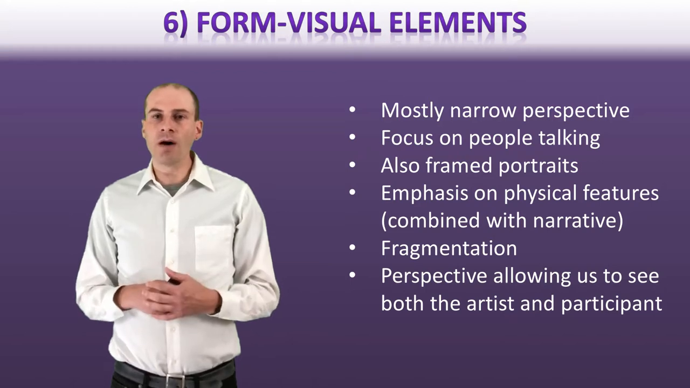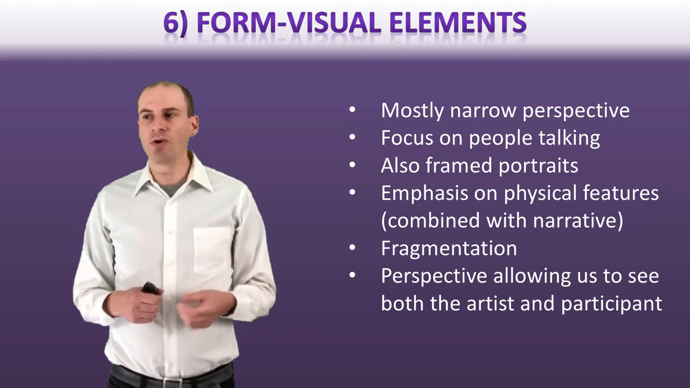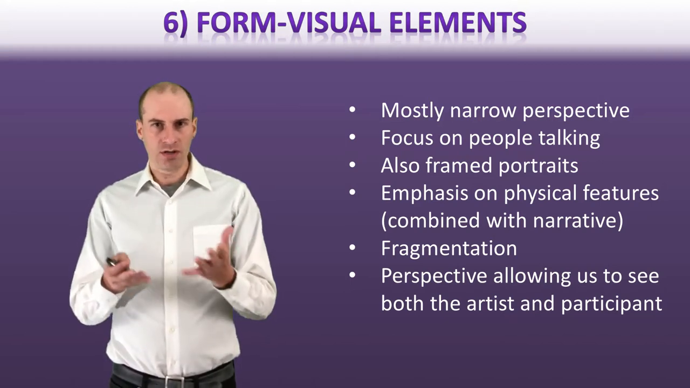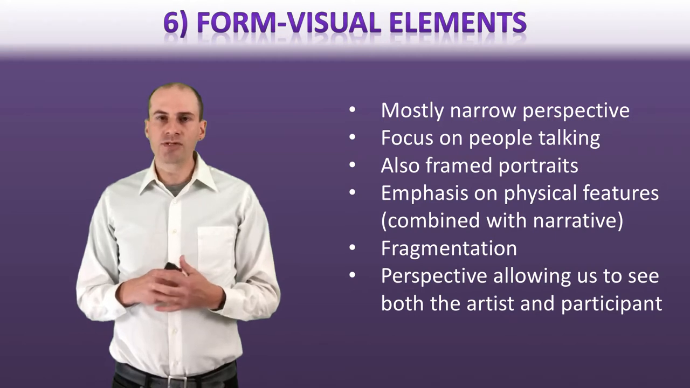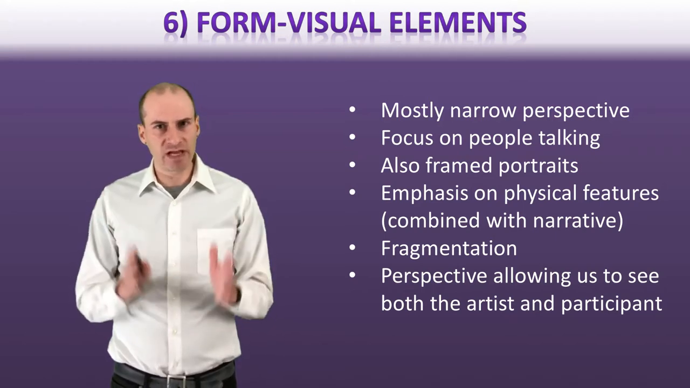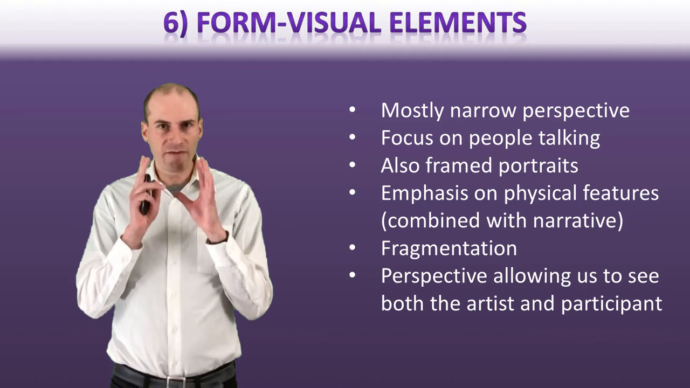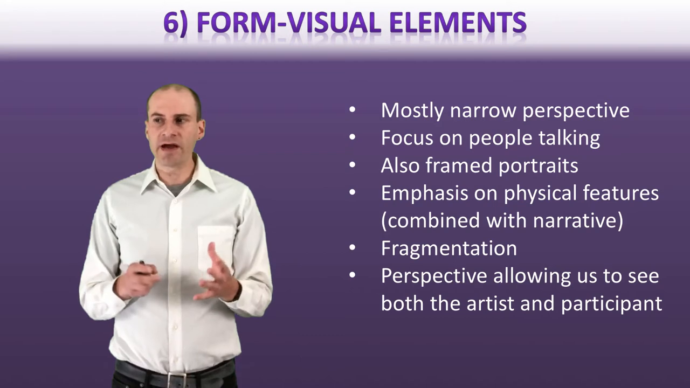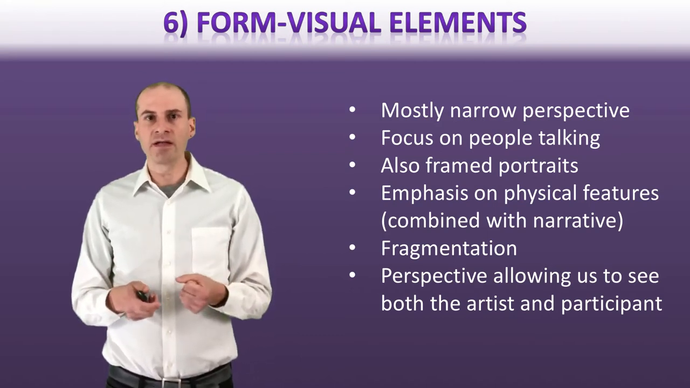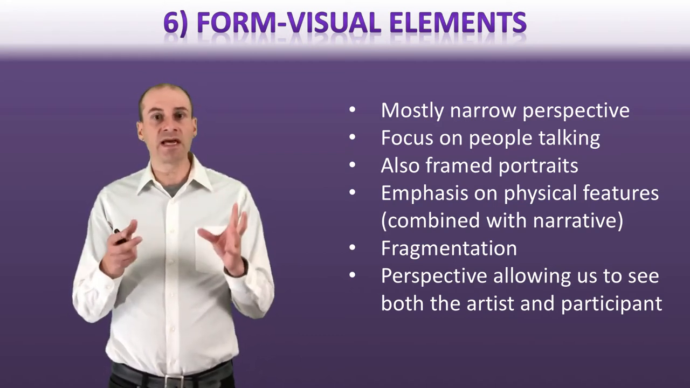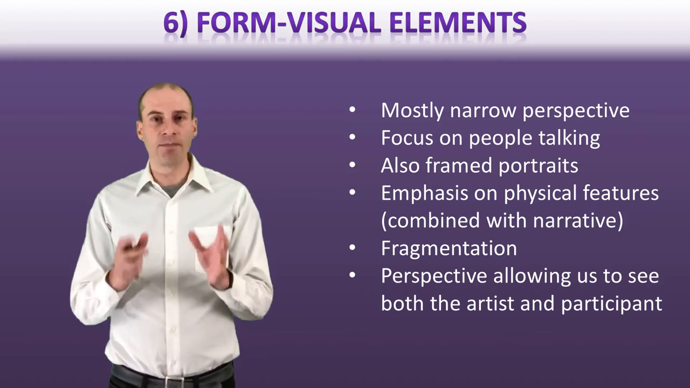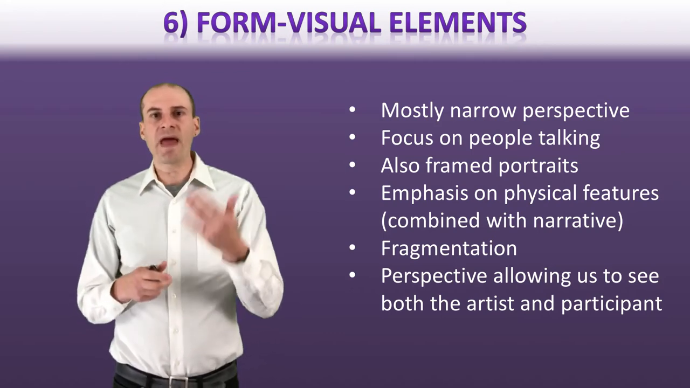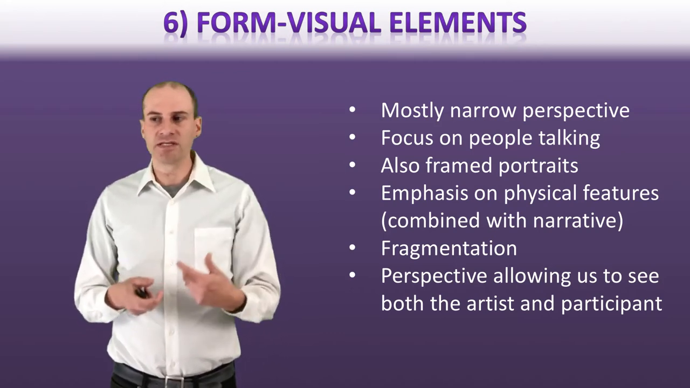All right. So when we're talking about form visual elements, we're thinking about how the film was set up to show the material that they're covering. Most of the film typically used fairly narrow perspectives, focusing in portrait shots on people as they're talking. That was intentional, right? This narrow focus, you also see it in the framed drawings, was really intended to focus in on the features of the people in the film and pay attention to their experiences of this.